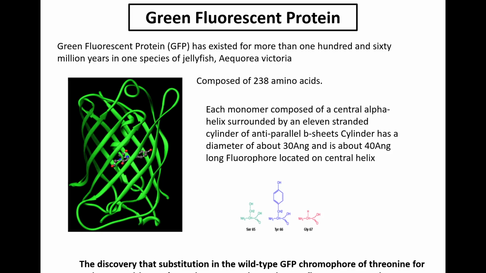The most common fluorophore, which revolutionized the field of biology as well as fluorescence microscopy and spectroscopy, is GFP, the green fluorescent protein. The green fluorescent protein has been found in the jellyfish Aequorea victoria for millions of years.